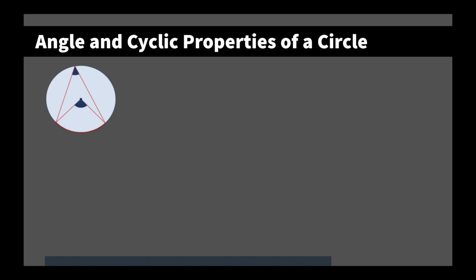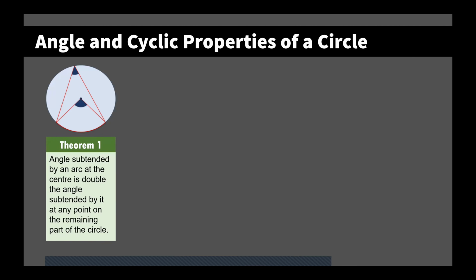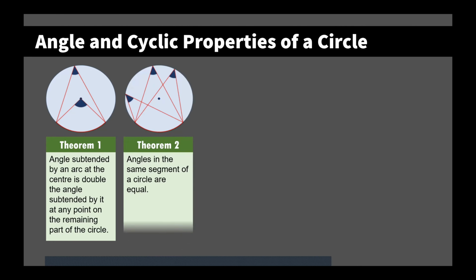The first property or theorem says that the angle subtended by an arc at the center is double the angle subtended by the same arc at any point on the remaining part of the circle. Extending this property to a little depth, the second property or theorem states that the angles in the same segment of a circle are equal.